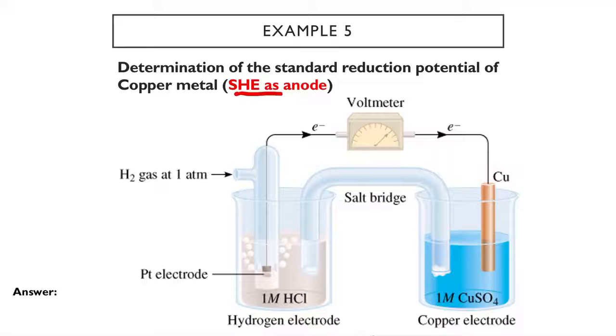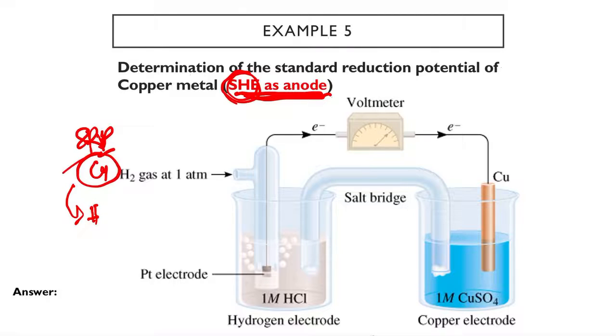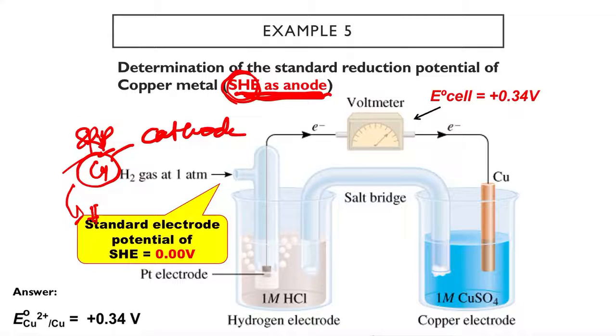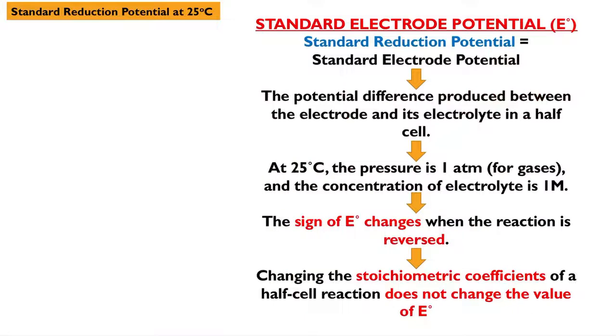So ini your SHE is acting as anode. Why? Because dalam SRP table, your hydrogen ni, your SHE is below copper. So awak ada hydrogen and awak ada copper yang kat atas. So copper yang lebih positif tu will act as the cathode. Okay, so will undergo reduction. Okay, try. Itu ada jawapan kat tepi tu.